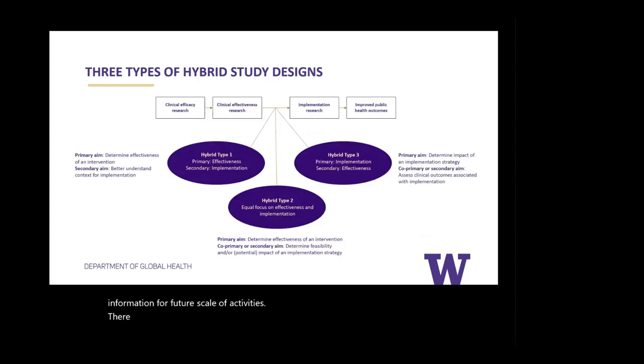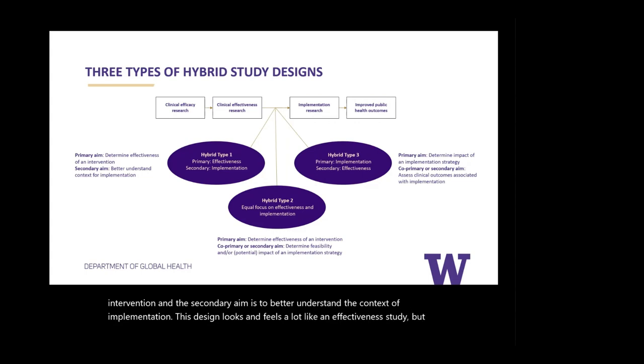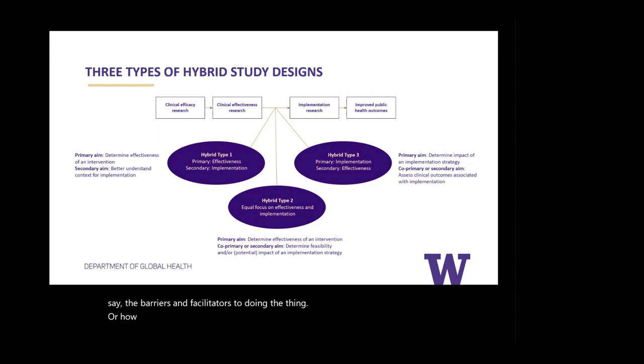There are three types of hybrid effectiveness implementation study designs. In a hybrid one design, the primary aim is to determine the effectiveness of the intervention, and the secondary aim is to better understand the context of implementation. This design looks and feels a lot like an effectiveness study, but with a twist. We focus primarily on whether the thing works, but we also examine, say, the barriers and facilitators to doing the thing, or how acceptable, feasible, or appropriate the thing is from the perspective of the clinicians or the patients or both.